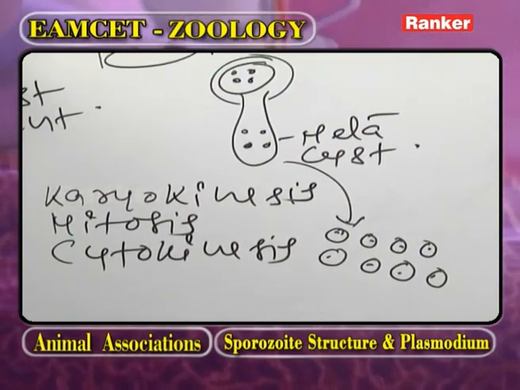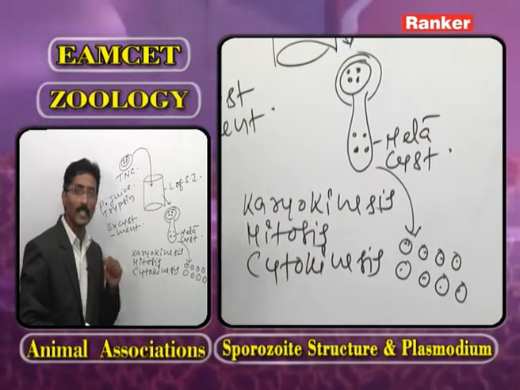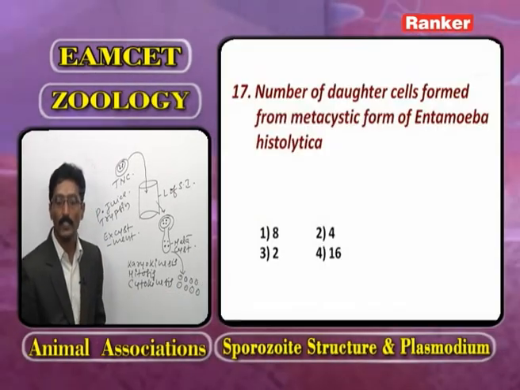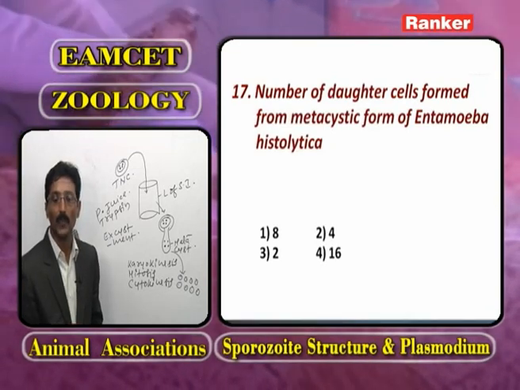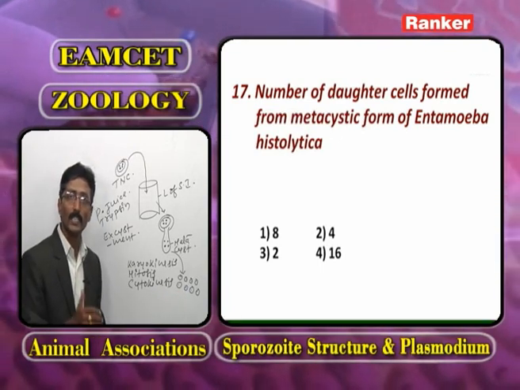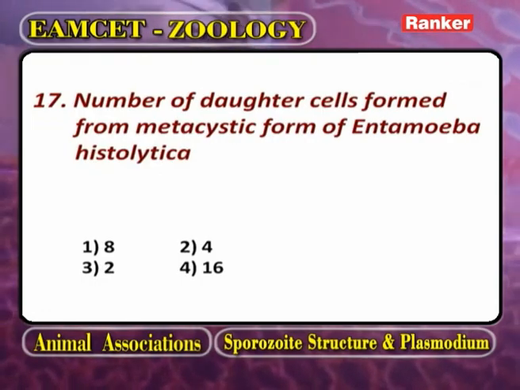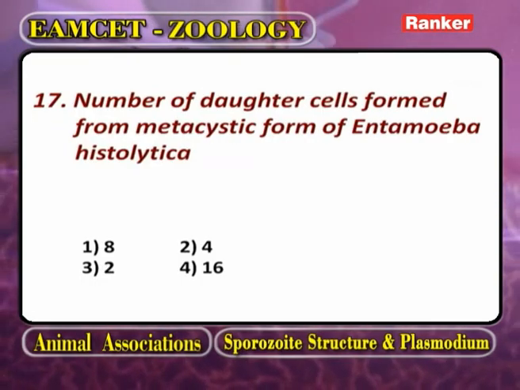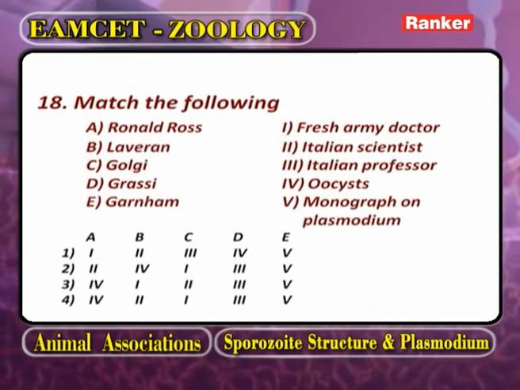In each daughter individual, how many nuclei? Only 1 nucleus. Now, based on this information, here is the question. The number of daughter cells formed from the metacystic form: 8 daughter individuals. Later, they become mature trophozoites. Now, the correct answer for this question is the first option, that is 8. Now, go for the next question.